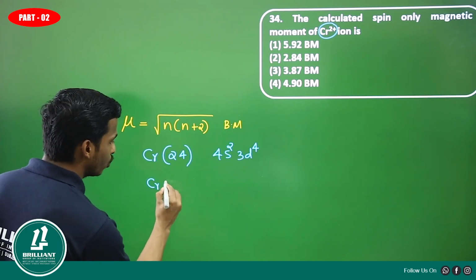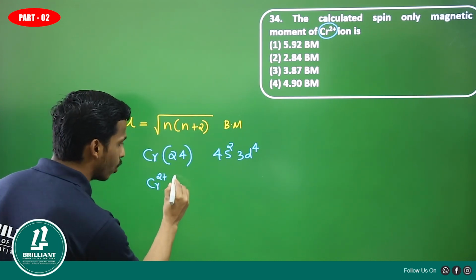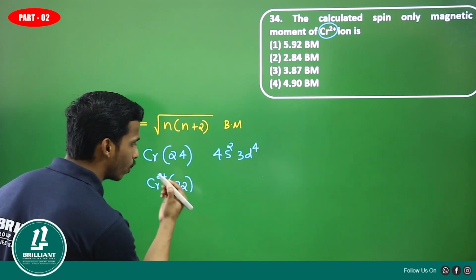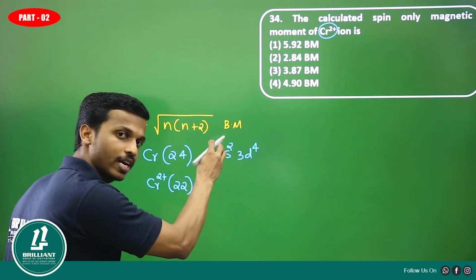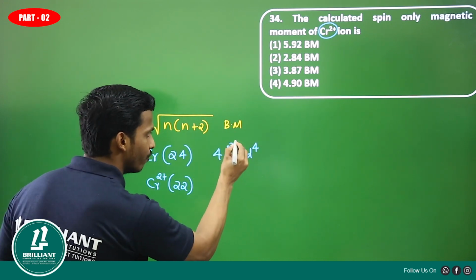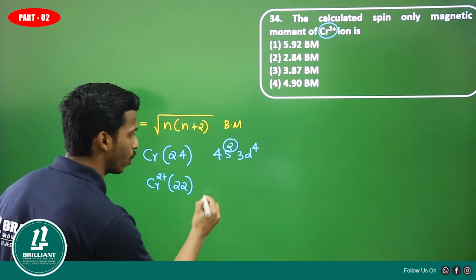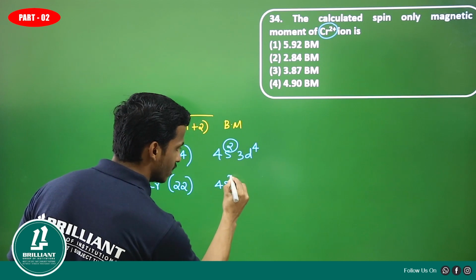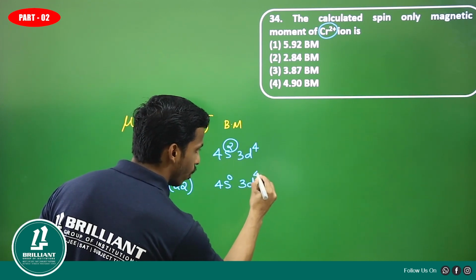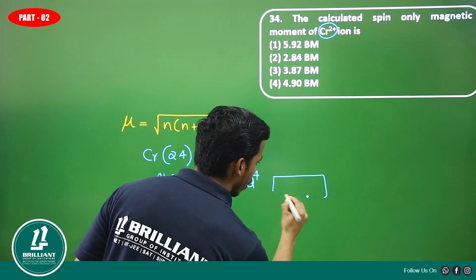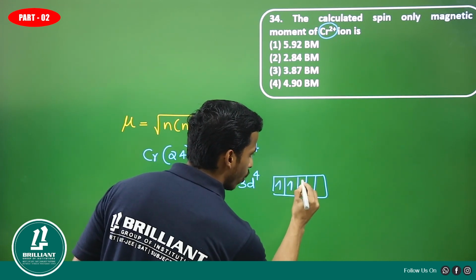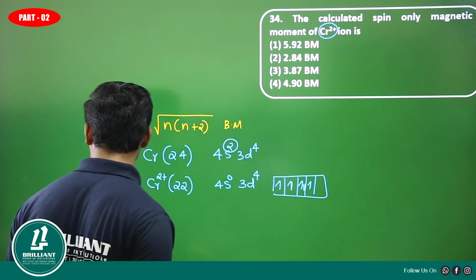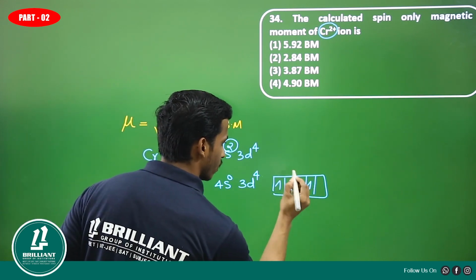So chromium 2 plus means how many electrons? 22 electrons only, right? From where will it remove the first 2 electrons? From 4s, because that is the outermost shell. So from 4s, if it is removing 2 electrons, it becomes 4s0 3d4. See student, 4s0 3d4. In 3d, you have 4 electrons, right?